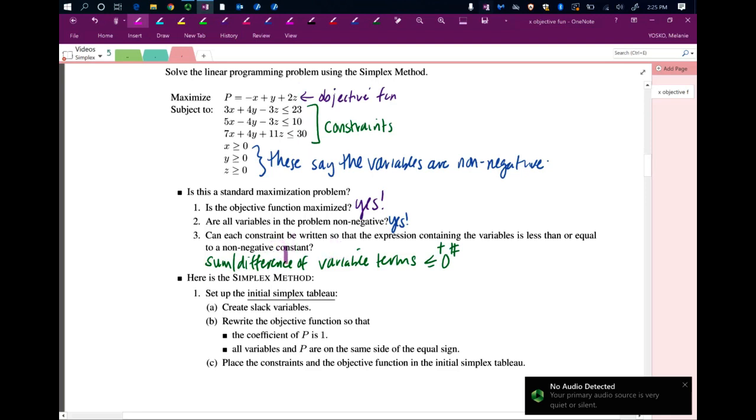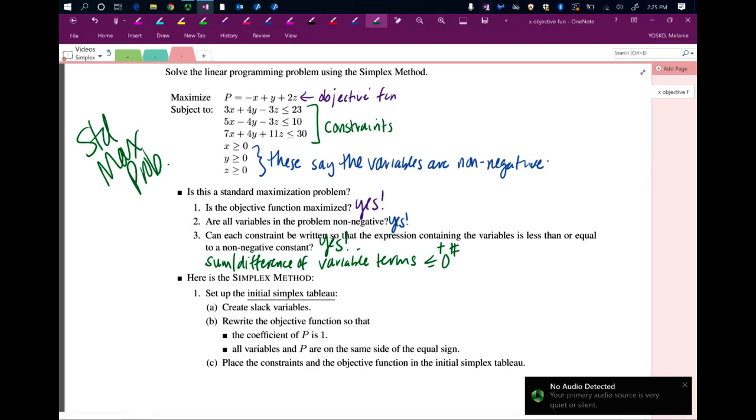Be very careful. This doesn't say that I can't have negatives. This said the constant cannot be negative. So this one is satisfied. So it turns out this is what we call a standard maximization problem. We have satisfied those criteria. So we're going to create our Simplex Tableau.